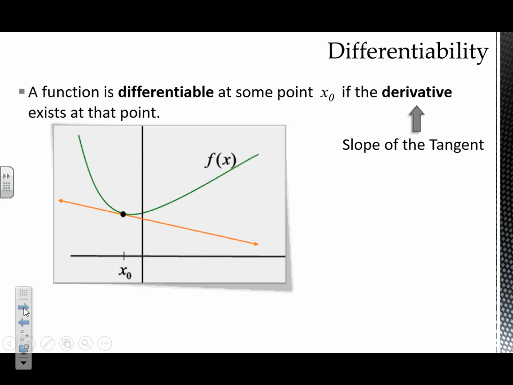Okay. So what I'd like you to do is talk in your pod for about 30 to 60 seconds about a kind of graph where maybe you wouldn't be able to draw a tangent line at a point. What would it look like if we weren't differentiable? Have a conversation.